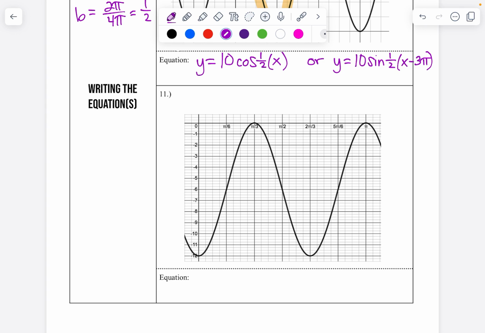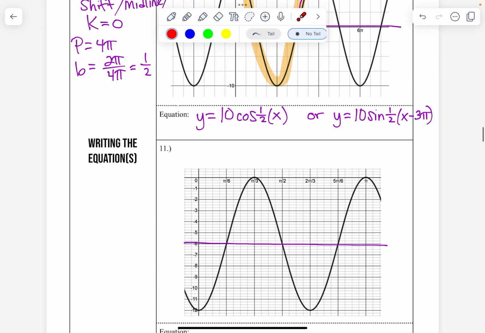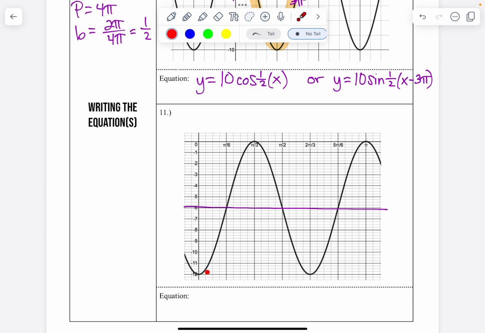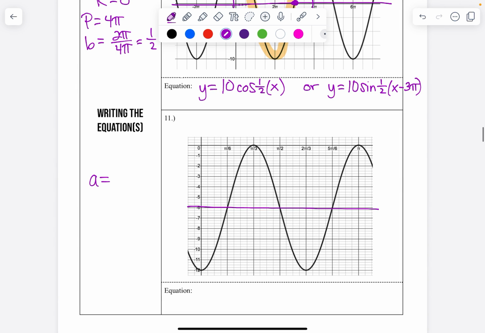All right, writing the equations, and one more example here. So we've got midline. Always start there. So we see our midline is down at -6. From -6, it goes up to 0. So that's 6 for the amplitude, or from -6 down to -12. So amplitude equals 6 here.